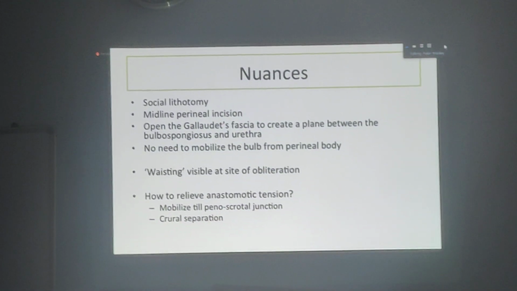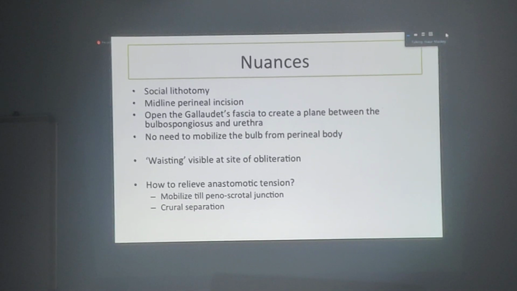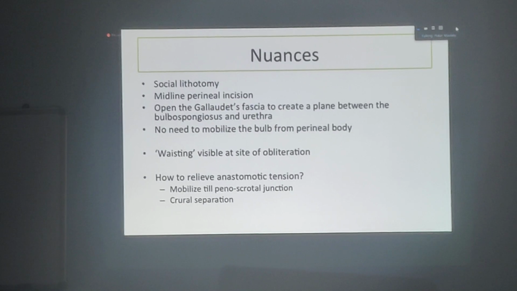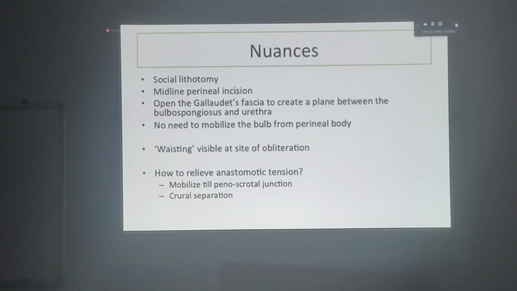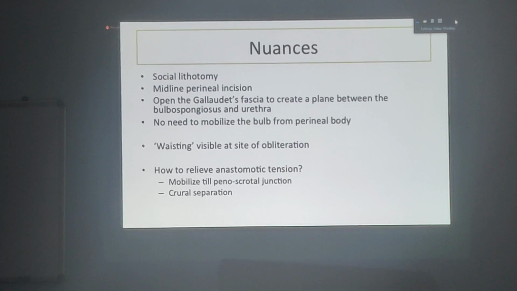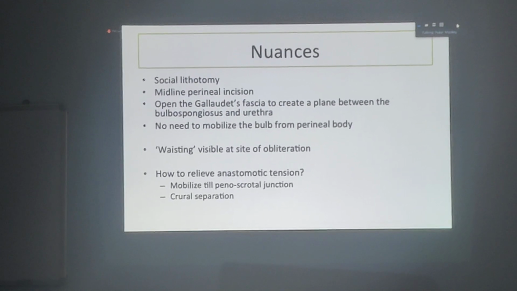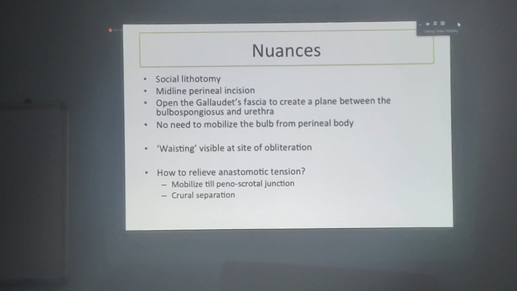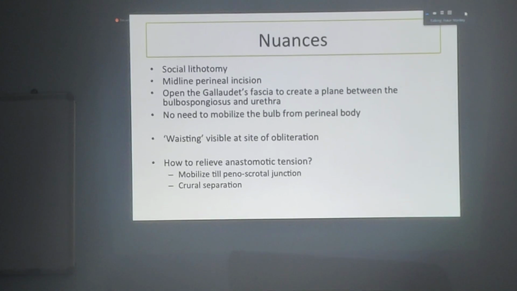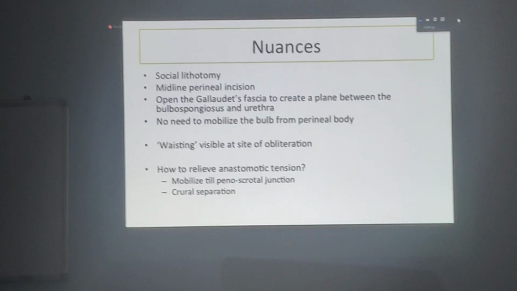So these are some of the nuances. I think it is a straightforward surgery. We all know about all of this. We shouldn't mobilize the bulbar urethra beyond the penoscrotal junction. And in case we think that we have some anastomotic tension, we can always do a crural separation. Mind you, while doing a crural separation, do not use electrocautery, use sharp dissection scissors.